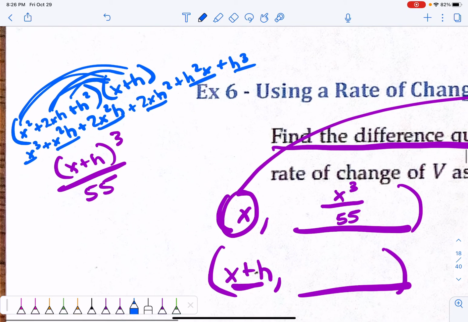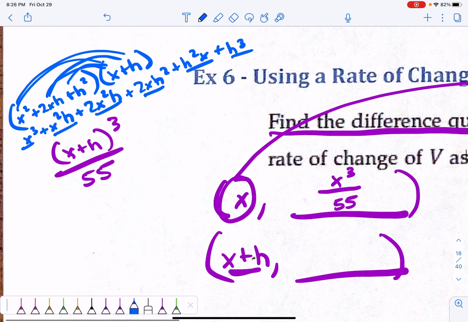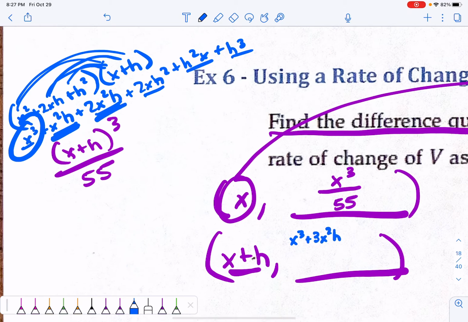And then I can simplify some of that. X to the third won't simplify, so we're just going to leave it as x to the third. X squared h plus 2x squared h is 3x squared h.